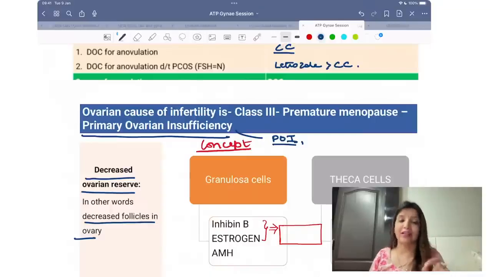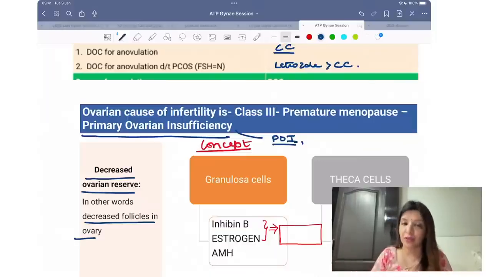whether the follicles in the ovary are decreased or not, right? Now, before I tell you what are the tests which are done to know whether the follicles are adequate in the ovary or have decreased, as I told you, every month the number of follicles is decreasing. So, has it decreased so much that now a patient has become infertile? That is what is meant by the tests for ovarian reserve.